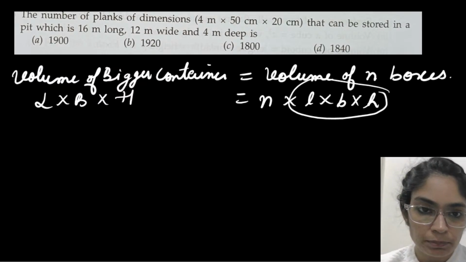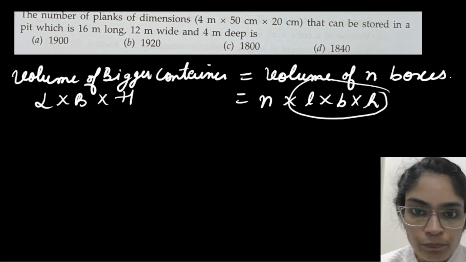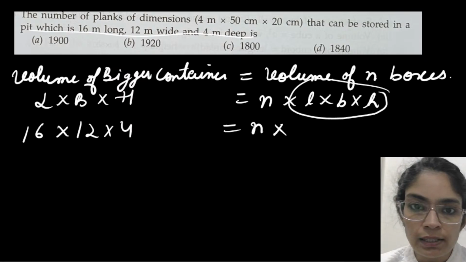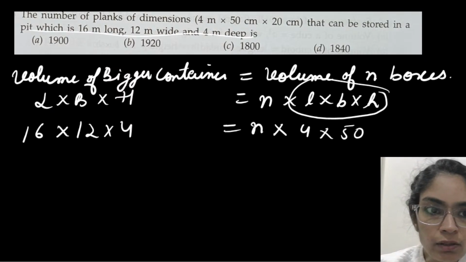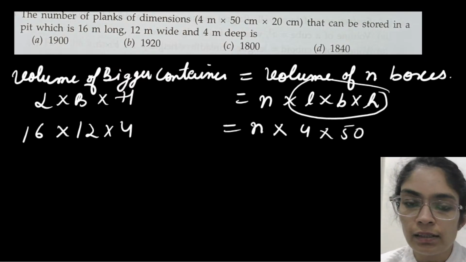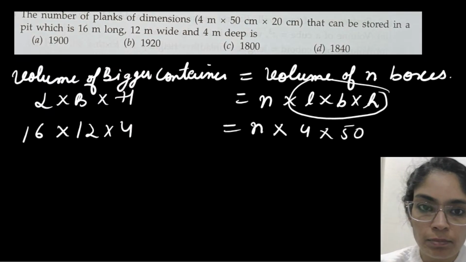Now let's do the substitution. What is the length for this one? See the pit's dimensions, we have to write here: 16 into 12 into 4. This equals n into 4 into 50. And here you have to see the units are also different. One of the units is in meters and the other in centimeters.